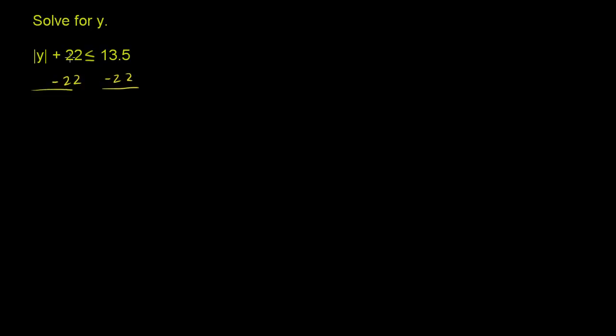The left-hand side, these guys cancel out. That was the whole point. So you're just left with the absolute value of y is less than or equal to 13.5 minus 22. Let me do it over here. 13.5 minus 22. The way I process it, I always like to put the larger number first. So I say that's the negative of 22 minus 13.5.